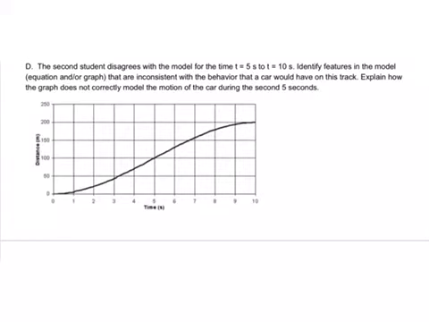Okay, so for D, we want to talk about the second half of the graph, 5 to 10 seconds. So the second 5 seconds. Okay, and this time it's the opposite. We want to come up with 2 reasons as to why the model falls apart for the second 5 seconds.